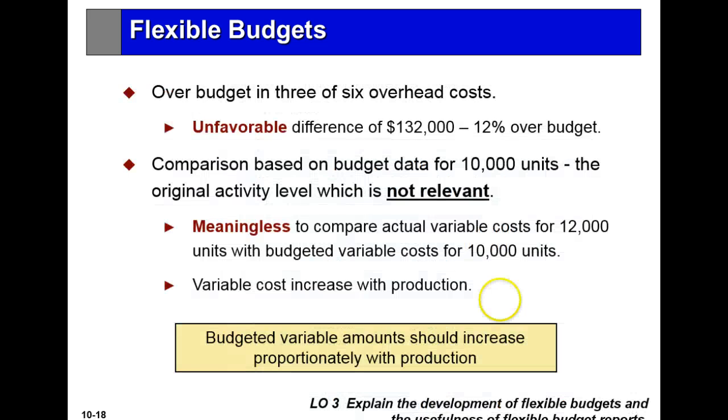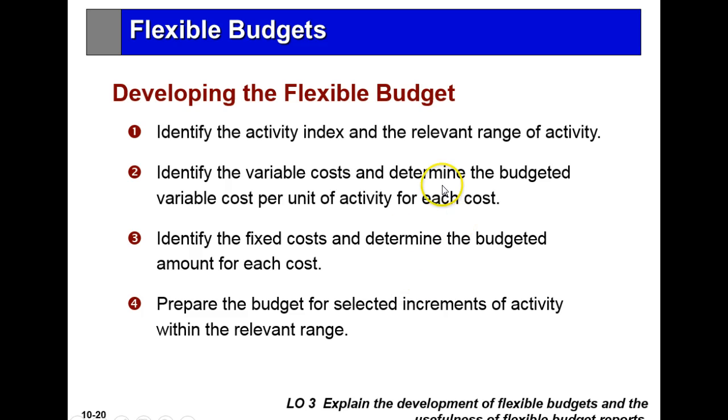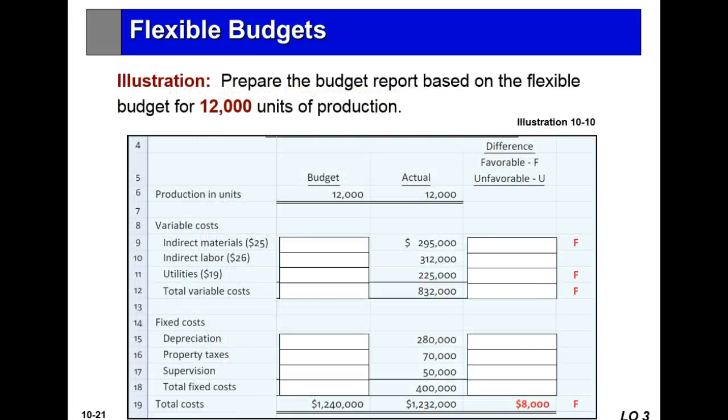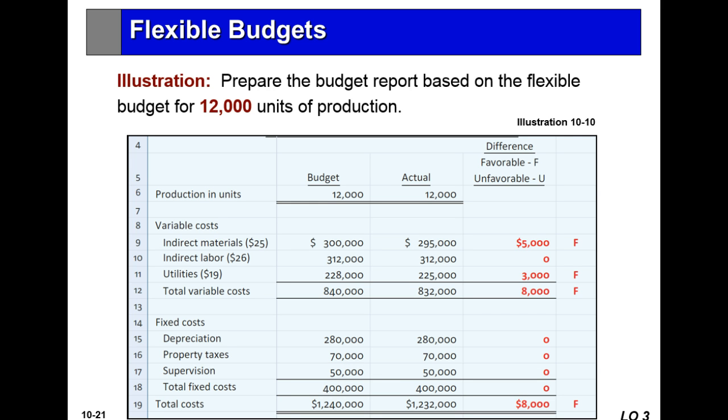So, to avoid this confusion, we start doing what's called a flexible budget. In doing the flexible budget, we analyze budget data for cost at 10,000 units, and then we analyze data based on variable cost at 12,000 units. When we develop these flexible budgets, we have to identify activities and the relevant range of activities given certain parameters, because those variable costs are going to change as our activities increase. Usually those fixed costs are going to remain somewhat the same within relevant ranges. So preparing a flexible budget based on 12,000 units of production makes us look favorable here, where in the static budget it made us look unfavorable because we were just comparing 12,000 with 10,000.